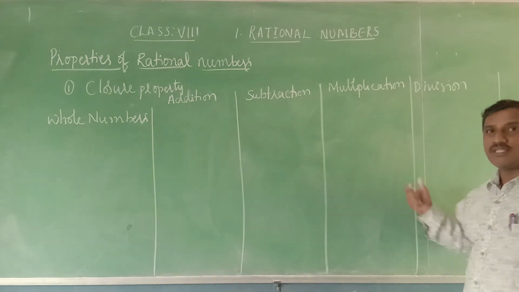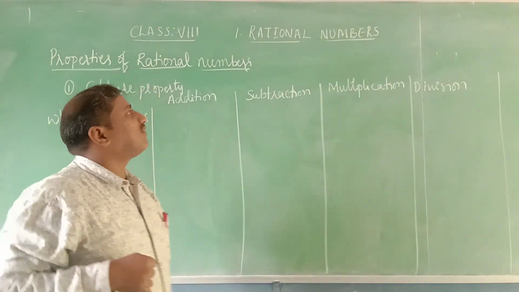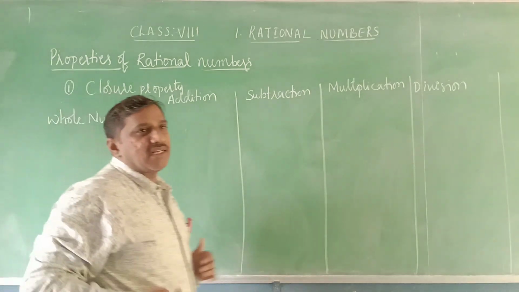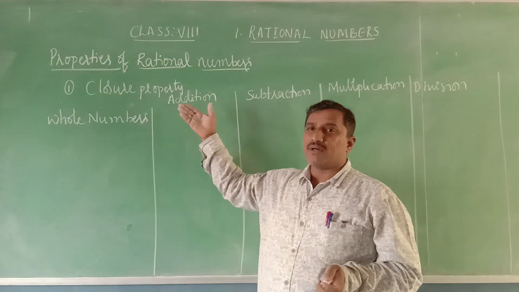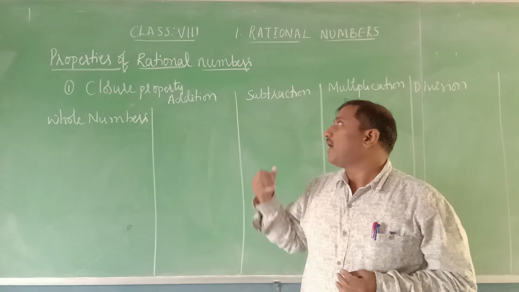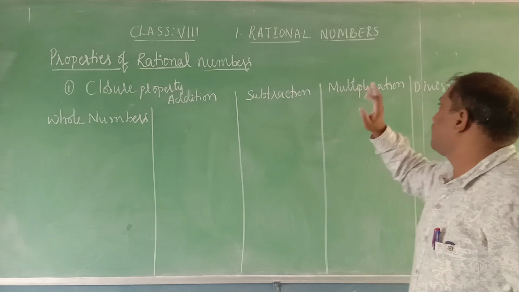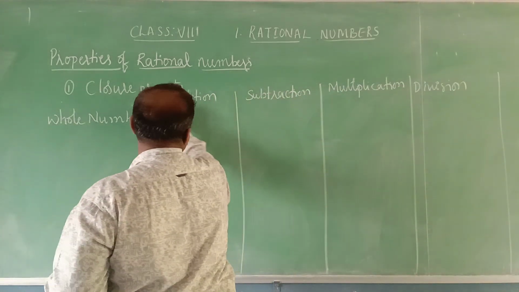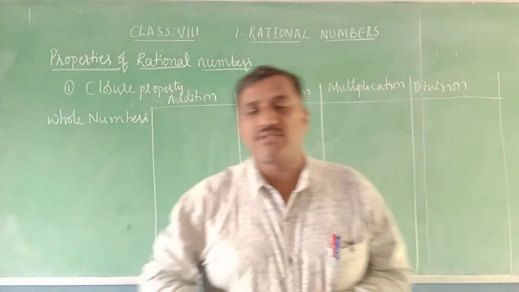Now we will continue the second topic, that is properties of rational numbers. Before we discuss properties of rational numbers, let us recall the properties of whole numbers and integers also. Together, whole numbers, integers and rational numbers, we will study the properties under the 4 arithmetic operations, that is addition, subtraction, multiplication and division.